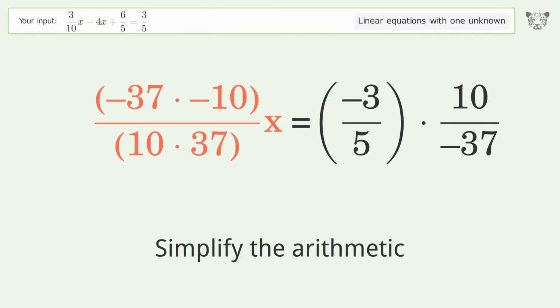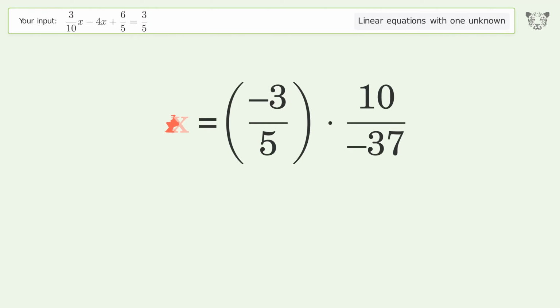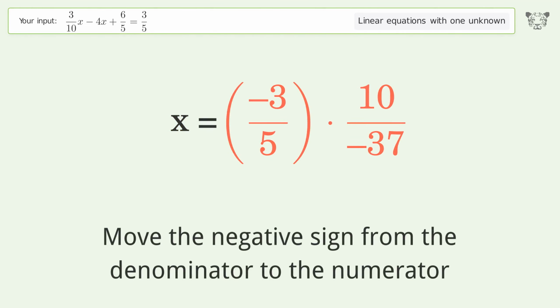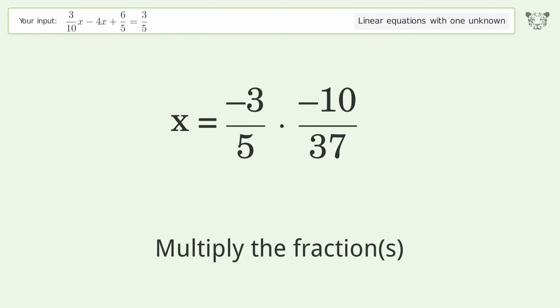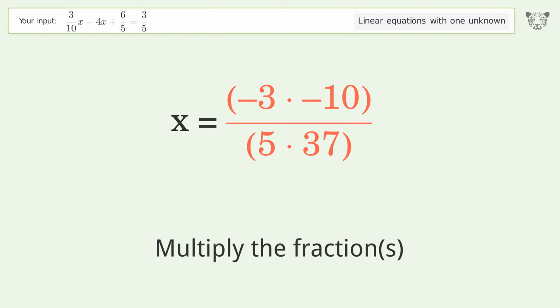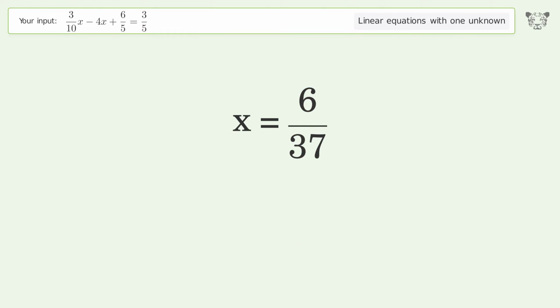Simplify the arithmetic. Move the negative sign from the denominator to the numerator. Multiply the fractions. Simplify the arithmetic. And so the final result is x equals 6/37.